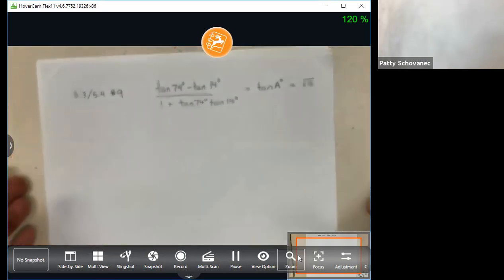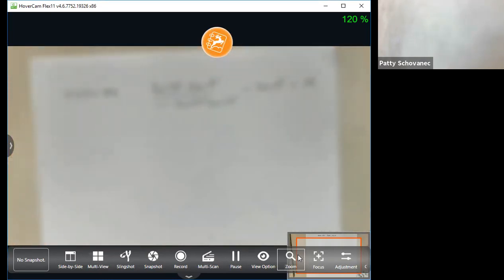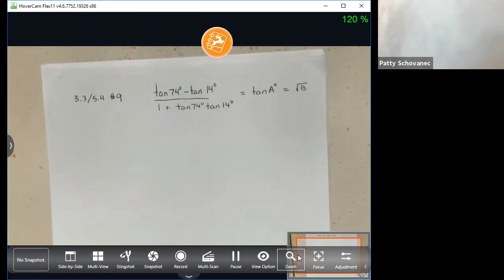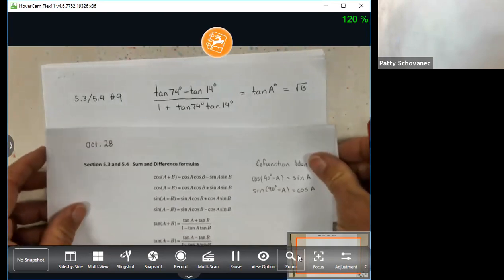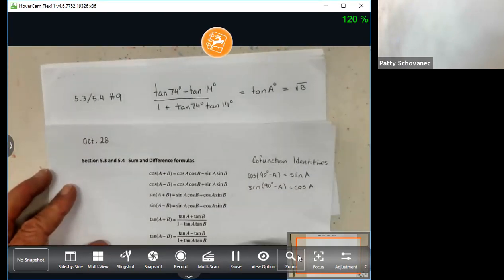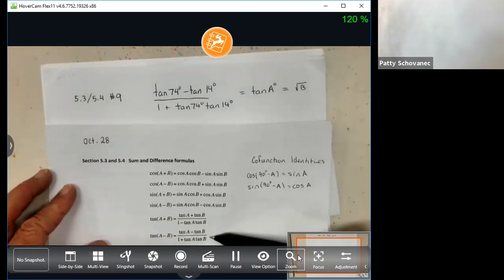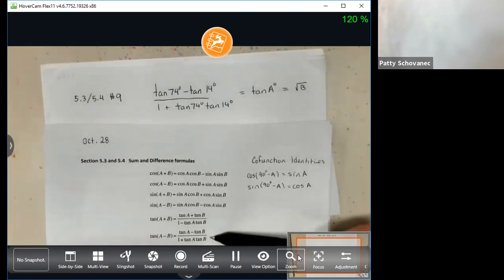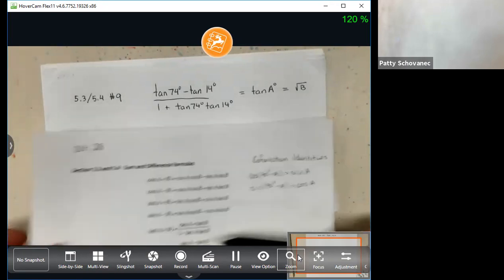So the trick is to recognize that expression as being one of our identities. So let me pull my identities up here again. That looks like the one at the very bottom, because I have 2 tangents in the numerator and they're subtracted, and the product of 2 tangents in the denominator with the plus sign. So I'm going to use that formula.